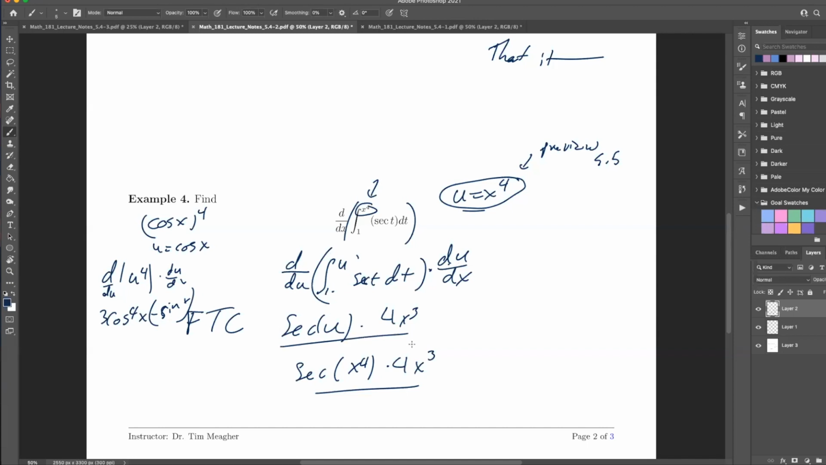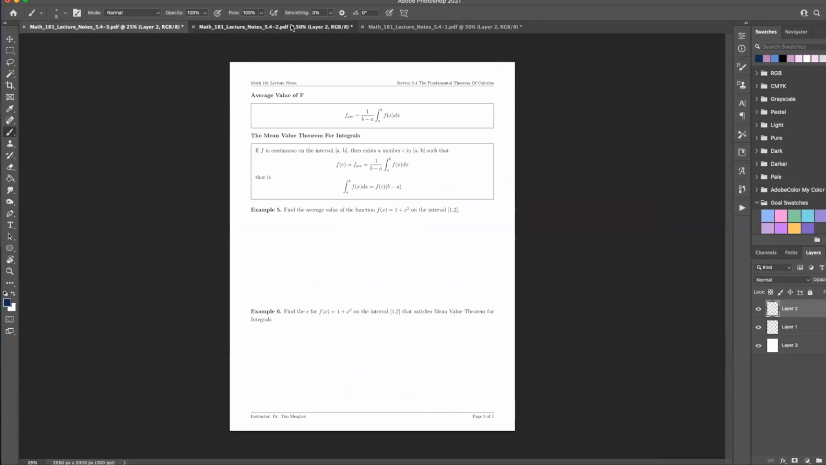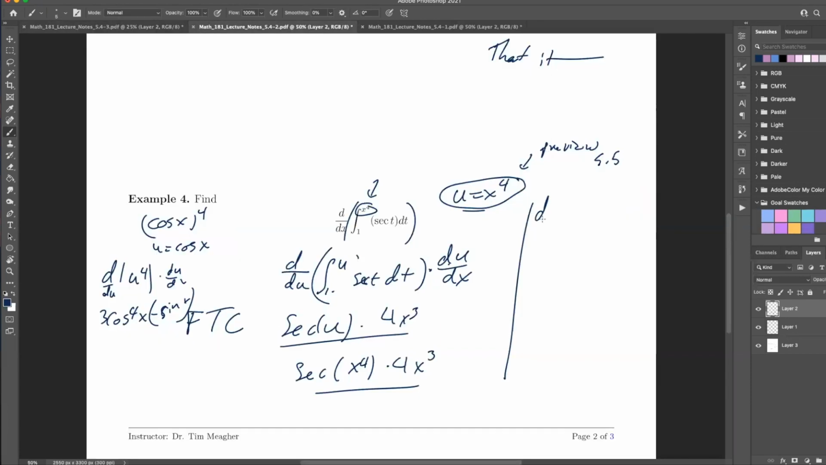All right, I'll let you guys write that down. Let me do another quick example. I think I have more examples on the next page. So let me just do another quick example with you guys.